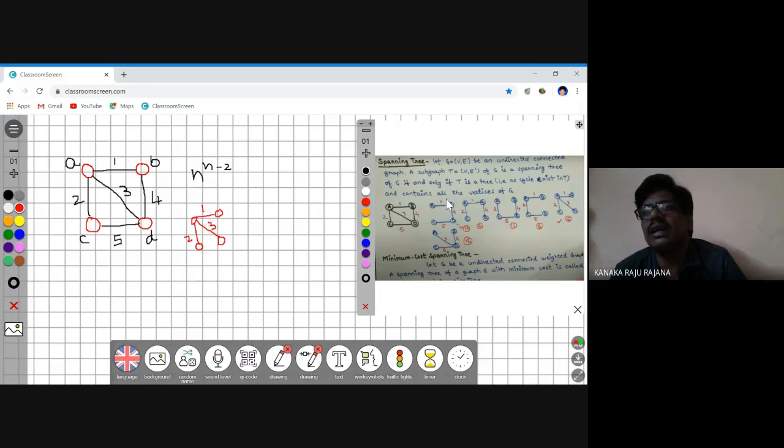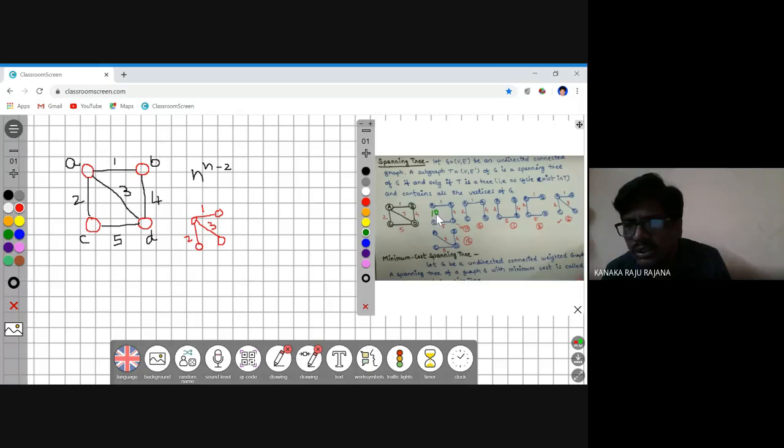Observe my cursor on the screen. Now I'm going to show my slide. This is the edge with weight 1. This is the edge with a weight of 4. This is an edge with a weight of 5. Therefore, if I find the total cost of this spanning tree, it is 5 plus 4, 9, 9 plus 1, 10. So for this spanning tree, the total cost achieved is 10.